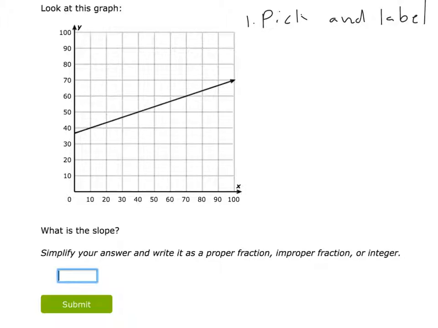Alright, so I have an option to pick 10 and 40. Again, we're going to look for points that cross both horizontal and vertical grid lines. Okay, let's see. Next one, can't do that one. Can't do that one. That one does cross vertical and horizontal, so that could be a point.